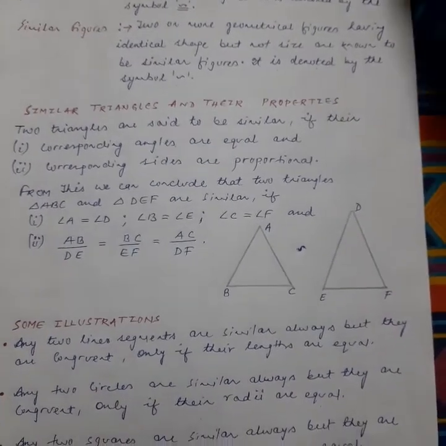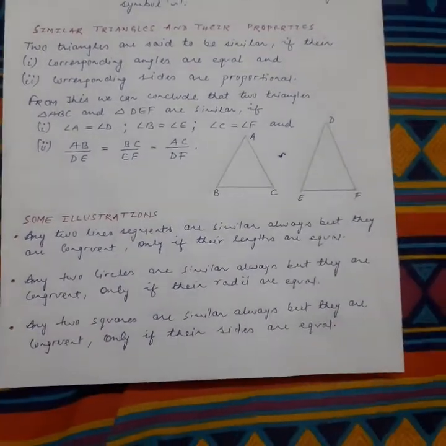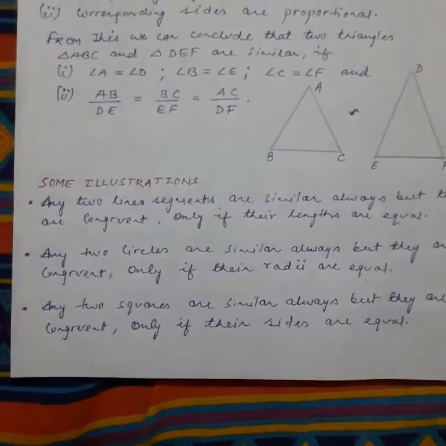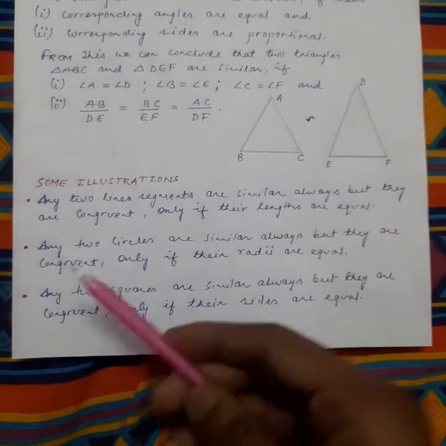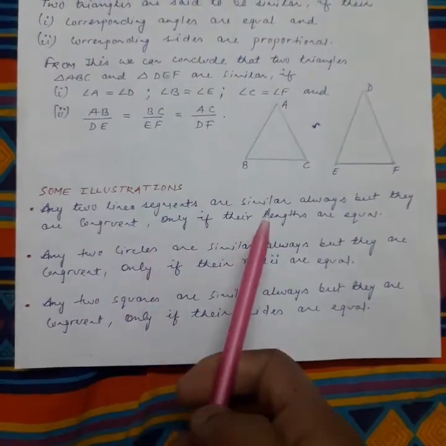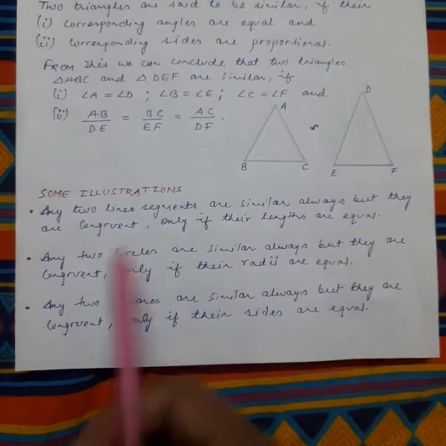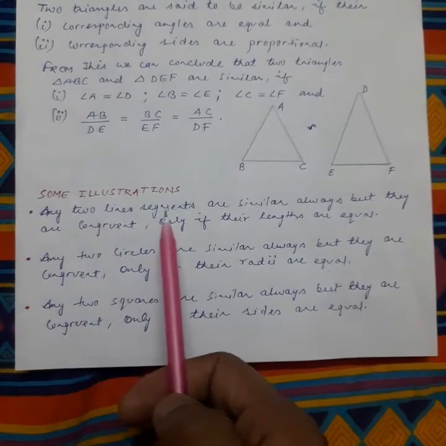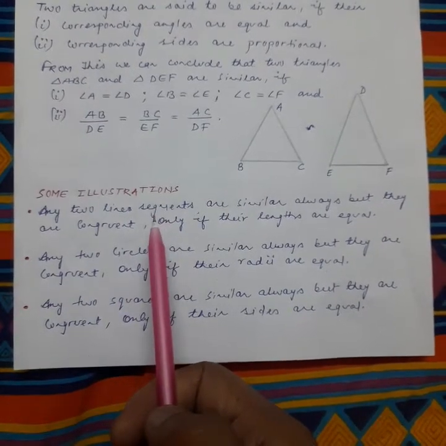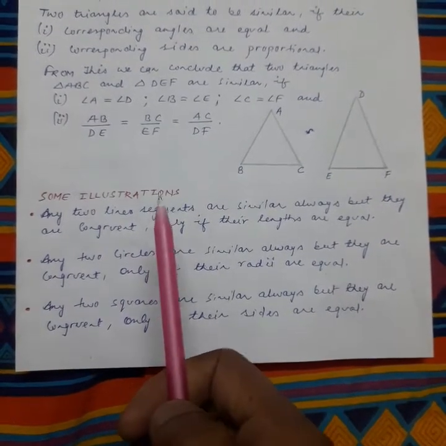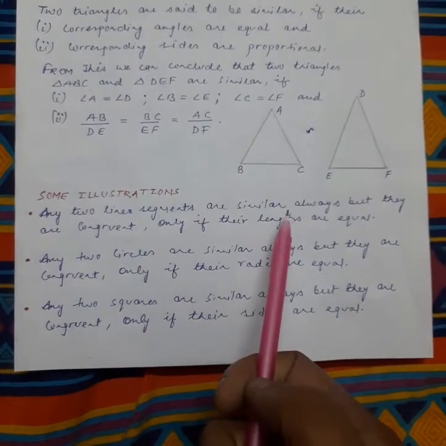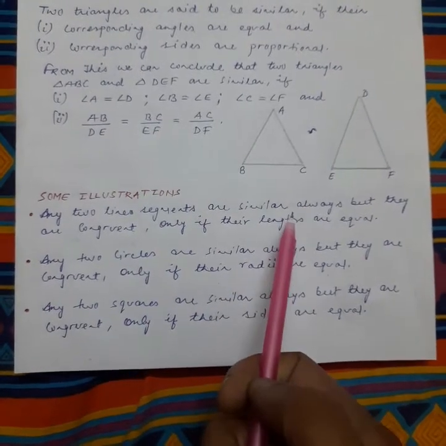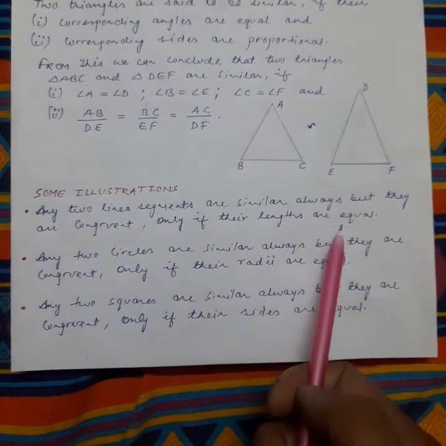Let us have some illustrations to understand the difference between similarity and congruency much better. Any two line segments are similar always, but they are congruent only if their lengths are equal. Means if you are saying two line segments, the shape is automatically equal because we are considering two line segments. So that will be similar always. We can say they are congruent if their lengths are equal.